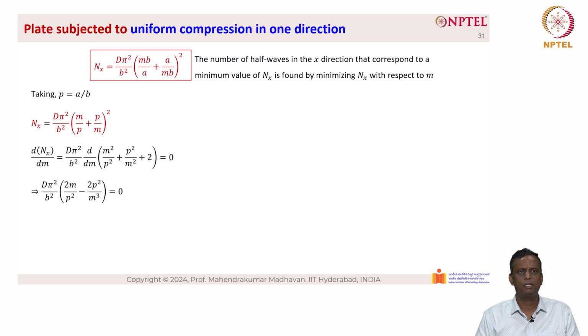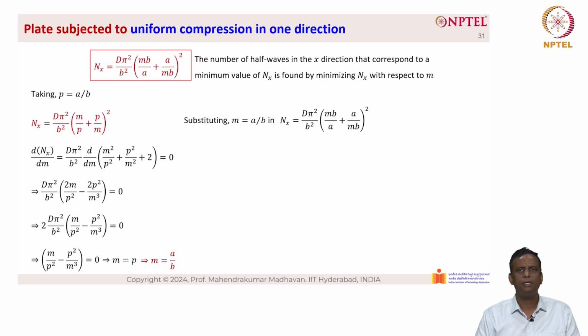So when we differentiate that, m square becomes 2m and 1 by m square becomes minus 2 by m cube. So when we get this, we have pi square D by b square into (2m by p square minus 2p square by m cube) equal to 0. Now we can take the 2 outside and we know that pi square D by b square into 2 is not equal to 0. Hence m by p square minus p square by m cube should be equal to 0, which means that m equal to p. So m equal to p is nothing but m equal to a by b.